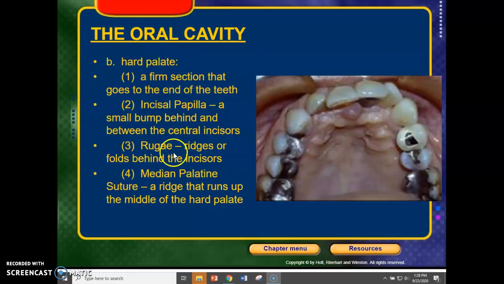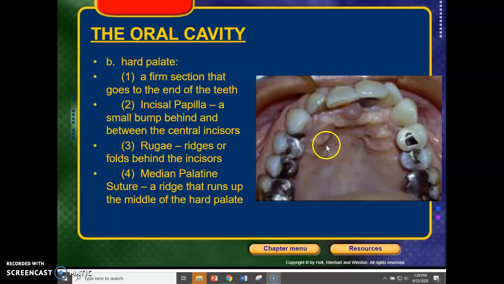So let's talk a little bit more about the hard palate. Here we are, we're looking at it, and these would be the two bones that we're talking about for a cleft palate, which would come straight down the middle. Of course, it's covered with soft tissue now, your gingiva, so you can't see that area. But there's a small little bump right here called the incisal papillae. These are your front incisors, so that's why it's called incisal. It's a small bump there right behind the central incisors.